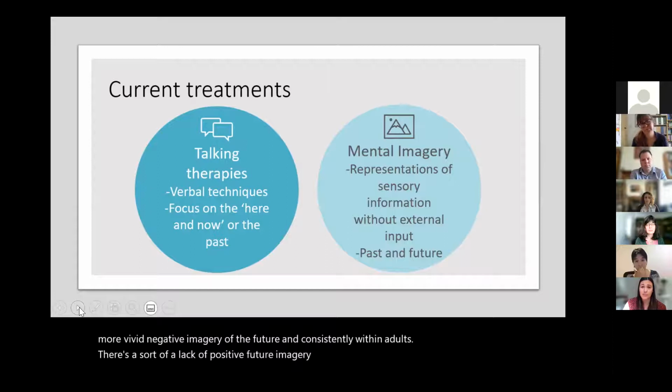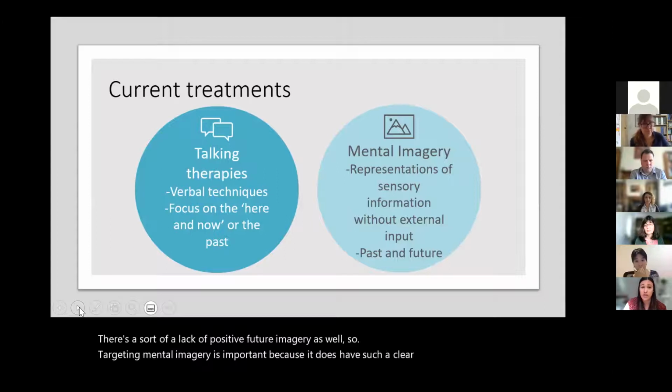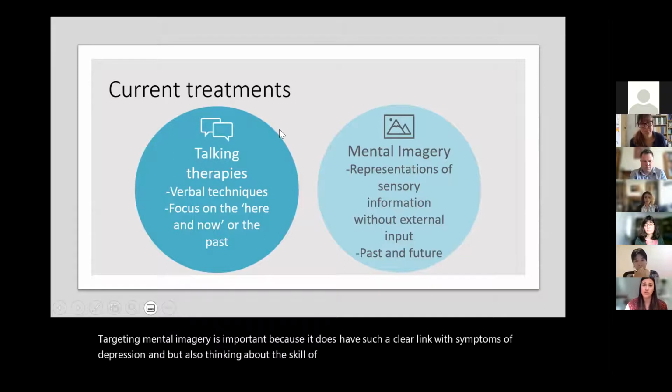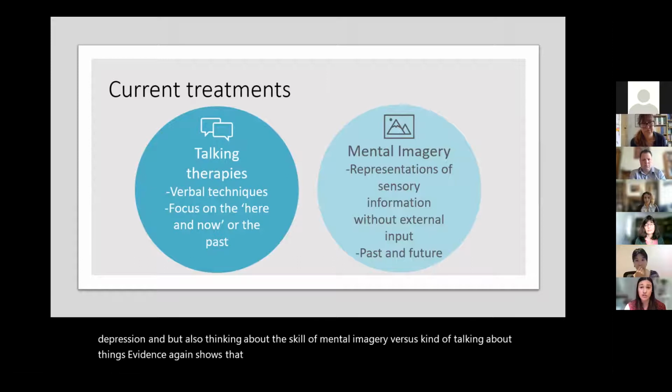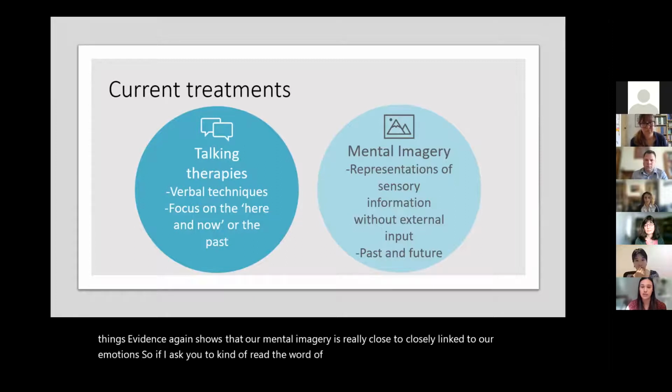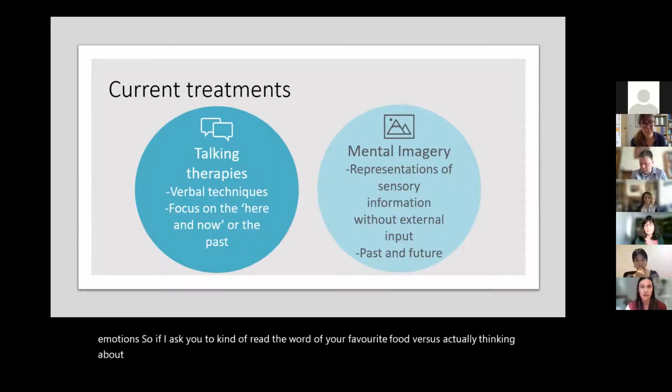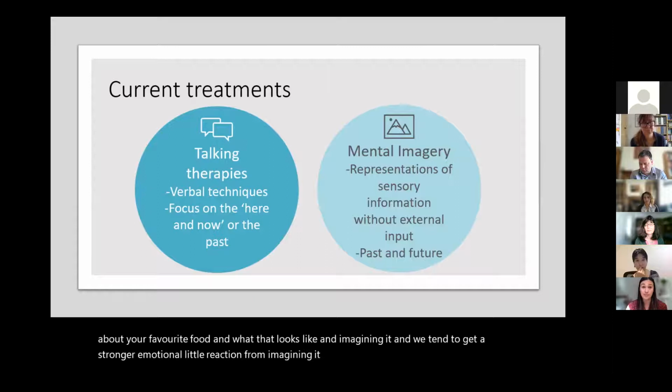So targeting mental imagery is important because it has such a clear link with symptoms of depression, but also because of the skill of mental imagery versus talking about things. Evidence again shows that our mental imagery is really closely linked to our emotions. So if I ask you to read the word for your favorite food versus actually thinking about your favorite food, what that looks like, and imagining it, we tend to get a stronger emotional reaction from imagining it than reading about it.